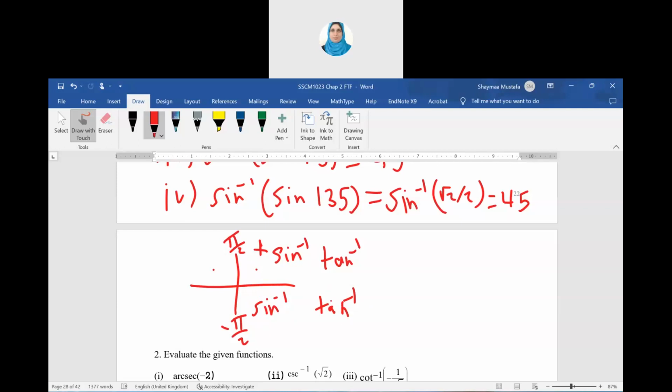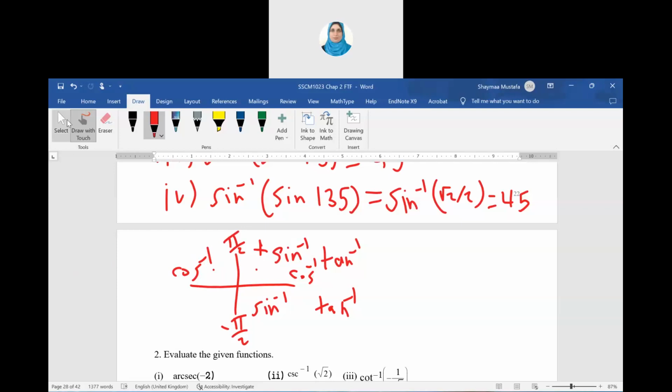Cos inverse is from the first quadrant and second quadrant because cos inverse is from 0 to pi. So if you calculate cos inverse for a positive value, take your angle from the first quadrant. If you calculate cos inverse for a negative value, then you have to take your value from the second quadrant. Because cos at the second quadrant is negative.